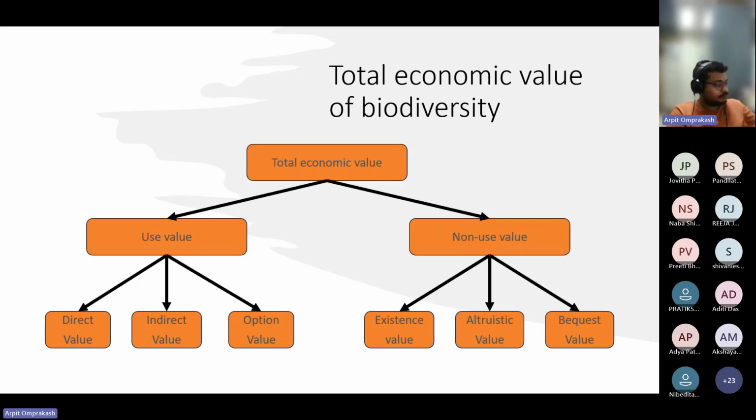So basically, the total economic value of biodiversity can be divided into two types of values. The first is use value, and the second is non-use value. Use value is again divided into direct value, indirect value, and option value. And non-use value is divided into existence value, altruistic value, and bequest value. So what do they mean?